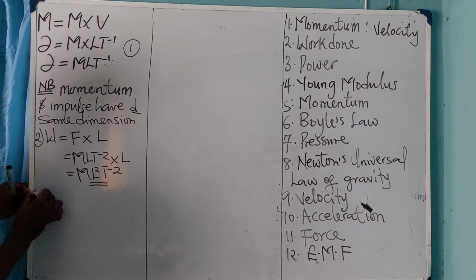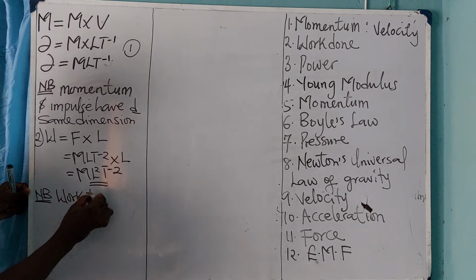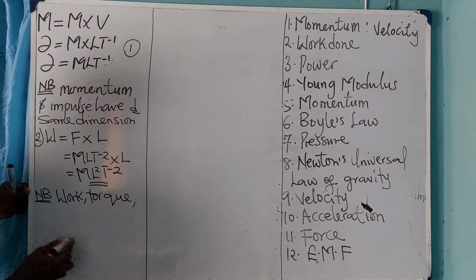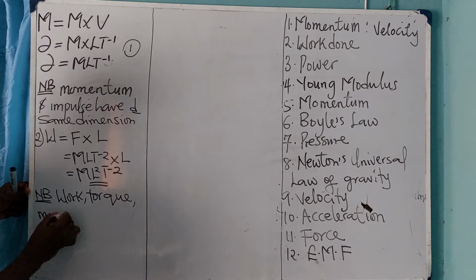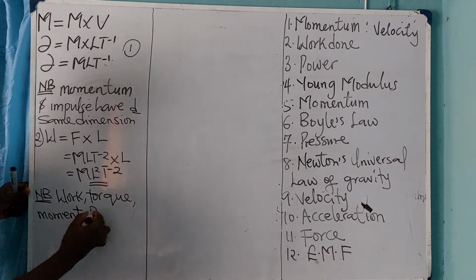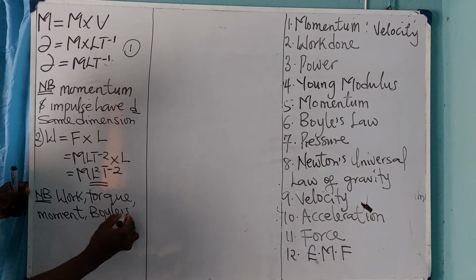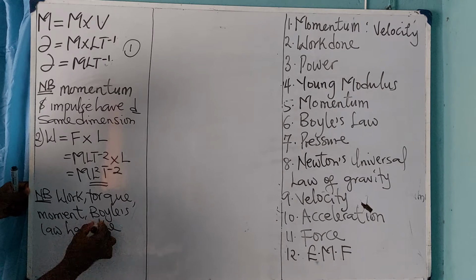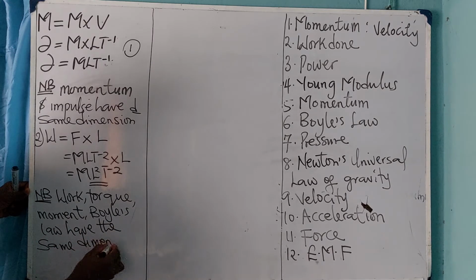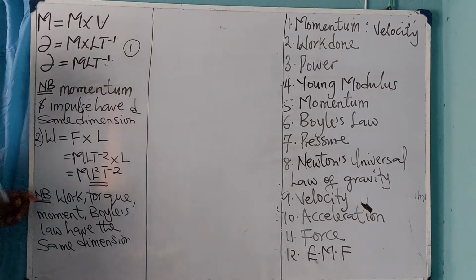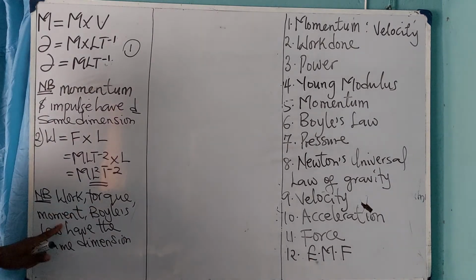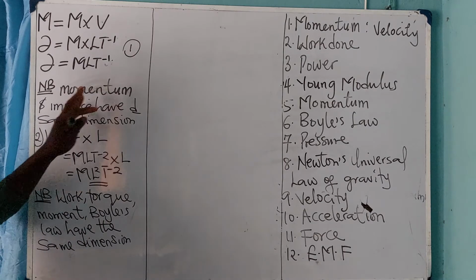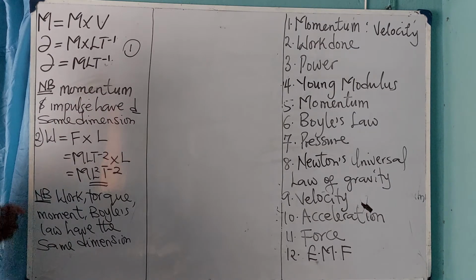The NB: work, torque, moments, and Boyle's law have the same dimension. Please take note of that. Work, torque, moment and Boyle's law have the same dimension. Momentum and impulse have the same dimension.